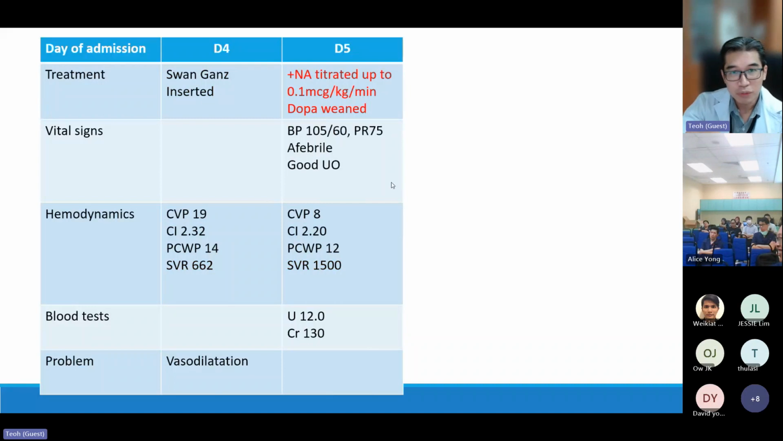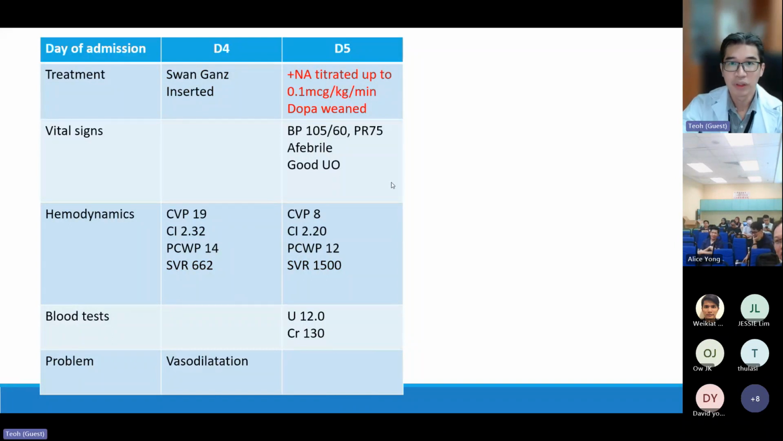And we managed to maintain the blood pressure quite well, 105/60, pulse 75. Afebrile, and urine output is good. The CVP went down to 8, cardiac index maintained, SVR went up to 1005, and urea improved, creatinine improved. So at this point of time, we are very happy.